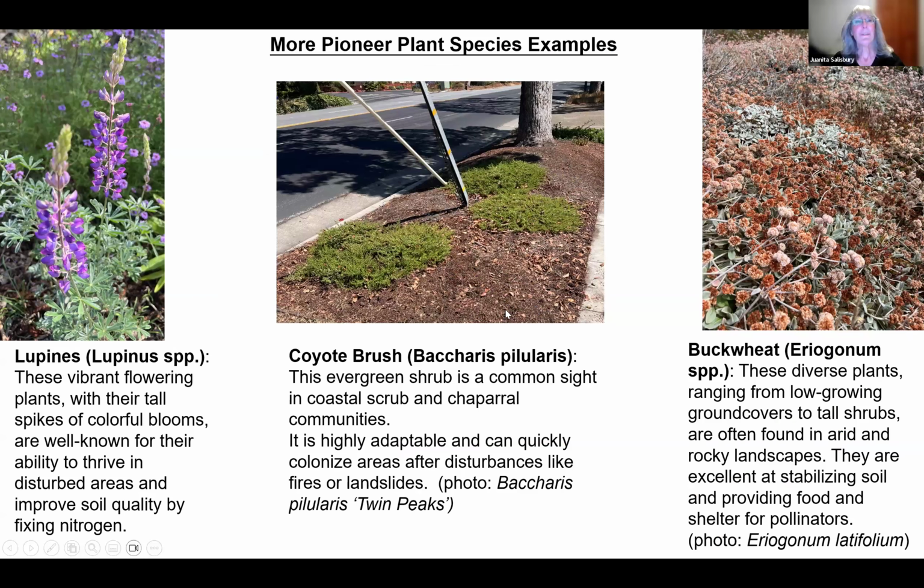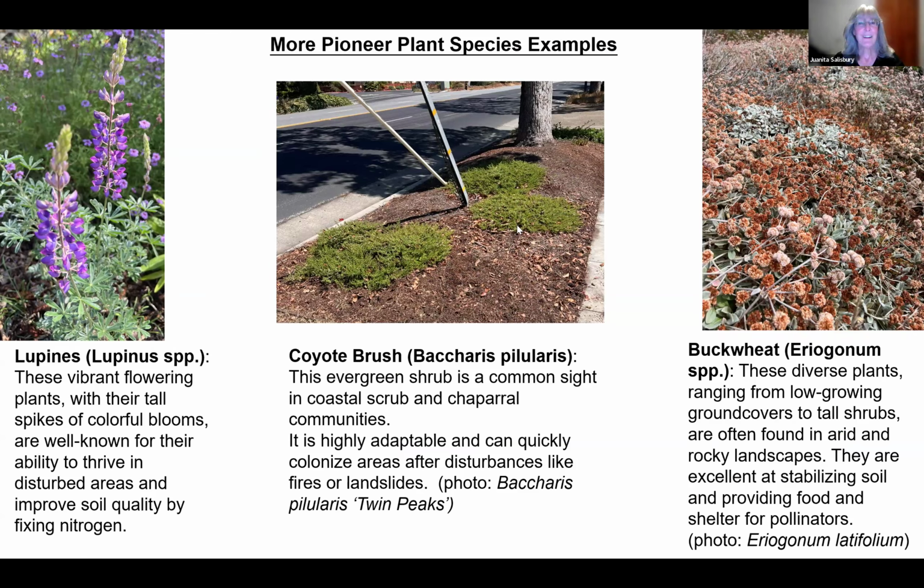More pioneer plant species examples, lupins, for example. These vibrant flowering plants with their tall spikes and colorful blooms are well known for their ability to thrive in disturbed areas and improve soil by fixing nitrogen. I'll talk about that in a minute.